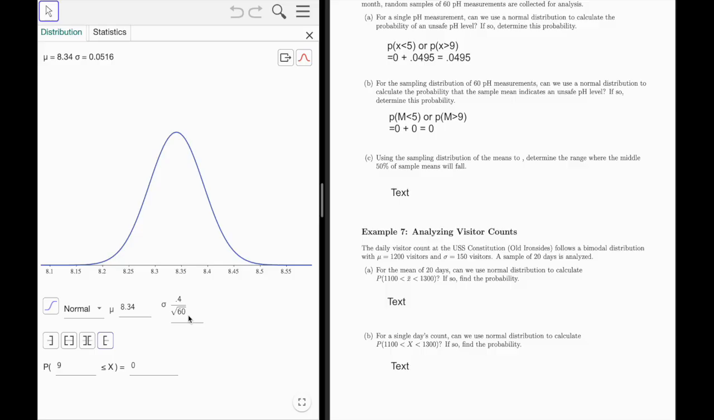So I'm going to work backwards. I'm going to do my left wing first. I want my probability, the area under the curve for my left wing, to be 0.25. So that tells me my left bound cutoff for the middle 50%. So I'm going to put that in there. Left bound is equal to 8.3052.